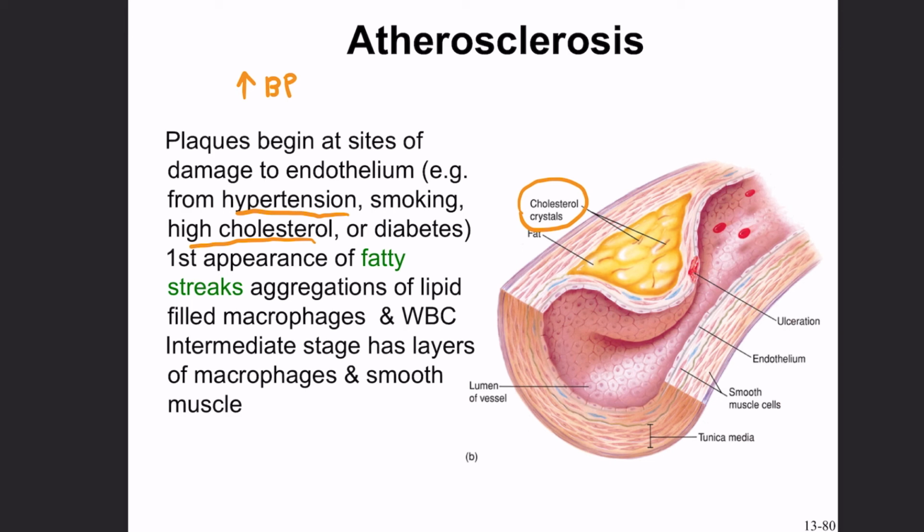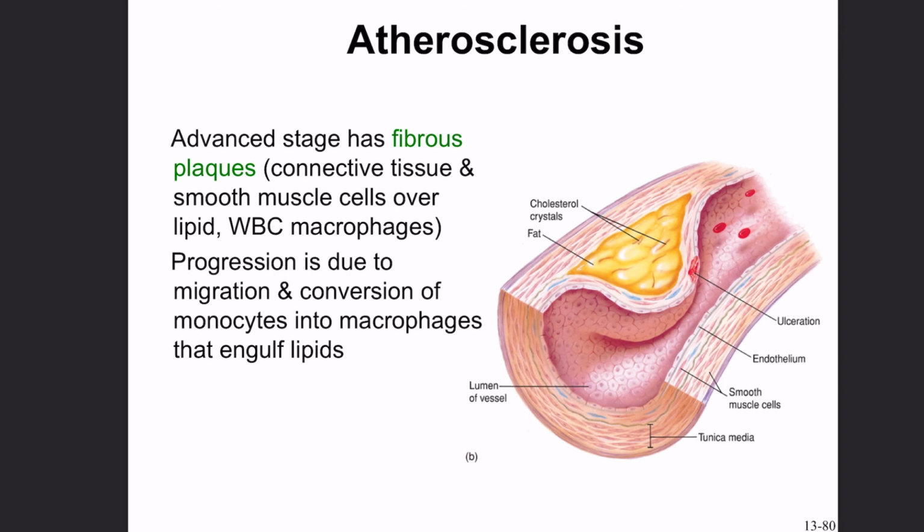What you would first see are fatty streaks, where you might observe lipid-filled macrophages and white blood cells. In the intermediate phase, you may see layers of macrophages as well as layers of smooth muscle. It shows that there was an immune system response if there are layers of macrophages within the walls of the blood vessel. Atherosclerosis at an advanced phase has fibrous plaques, so connective tissue, smooth muscle, white blood cells and lipid, which all melt together and form this clot or plug within the blood vessel wall.